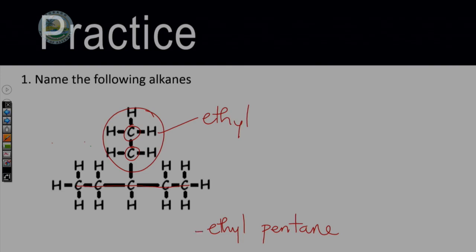So we draw our line and we look for the number. And we're going to number them now. 1, 2, 3, 4, 5. It's going to be the same thing. 1, 2, 3 if we do it in the next direction. So our number system here is going to be 3-ethyl pentane. Again, 3-ethyl pentane. So let's look ahead now.